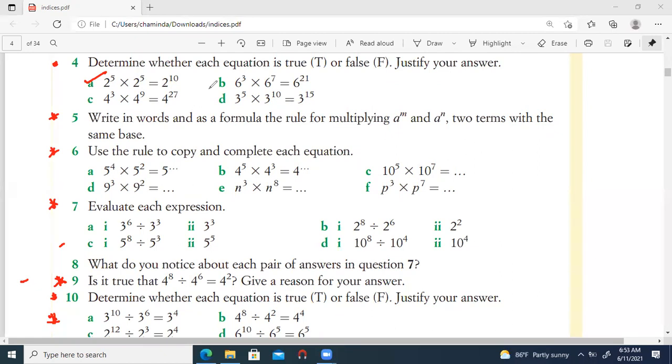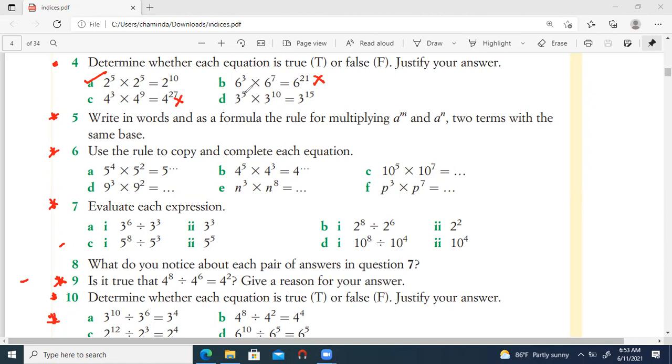Part B, 6 to the power 3 into 6 to the power 7. This is false, because this answer must be 6 to the power 10. Next, 4 to the power 3 into 4 to the power 9. That answer is also false. The correct answer must be 3 plus 9, 12. So the correct answer is 4 to the power 12. This is false.